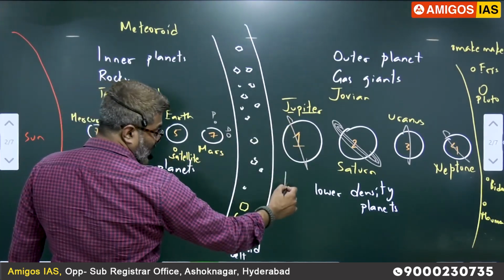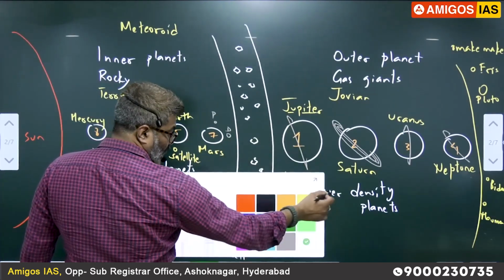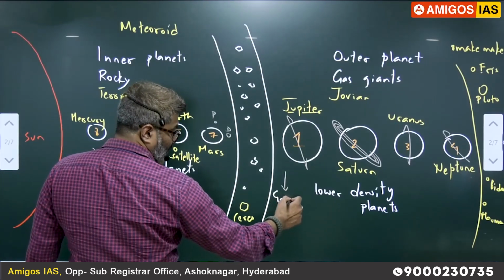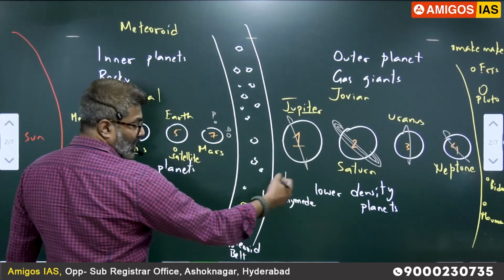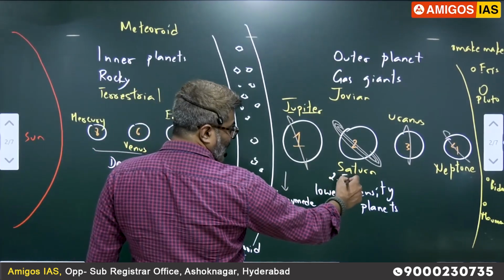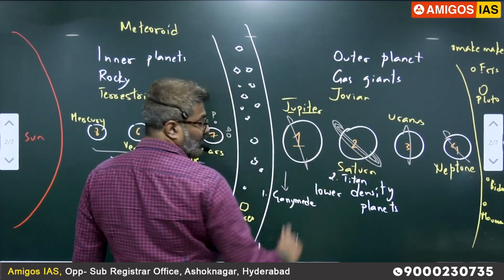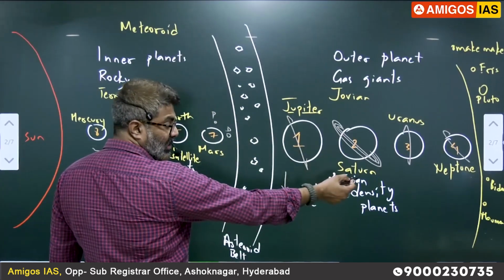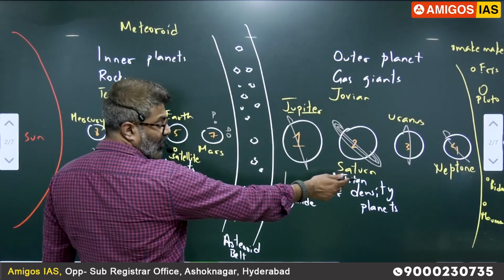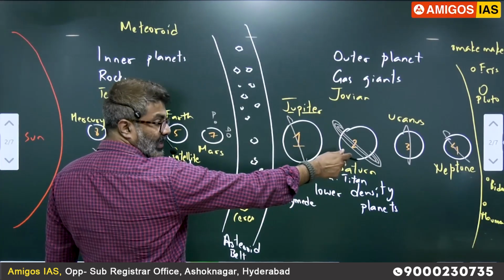The largest is Ganymede. All of you might have heard of Ganymede. Largest. This is one. The second largest satellite in the entire solar system is Titan, which is a satellite of Saturn. I have written that here.